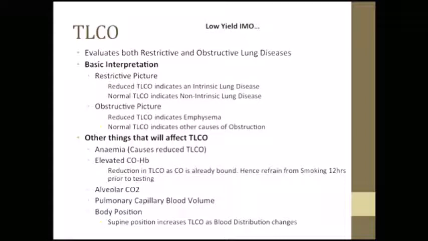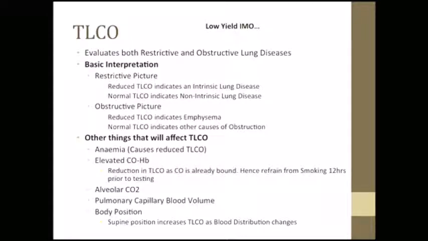So you have a restrictive picture. You might want to think of intrinsic or non-intrinsic lung disease. Non-intrinsic lung disease can include things like kyphosis, lordosis, scoliosis. So things on the outside which compress your lung. Intrinsic lung disease can be things like pulmonary fibrosis. So this is when you have a thickening of the lung membrane and therefore slower diffusion and therefore reduced TLCO.